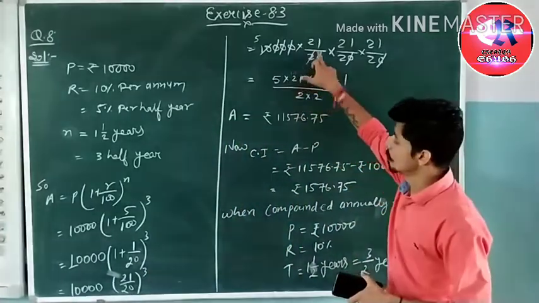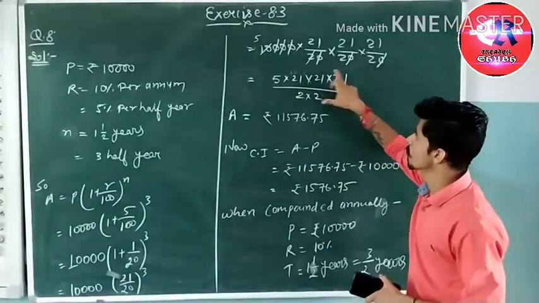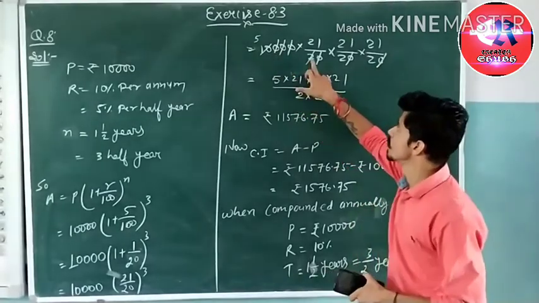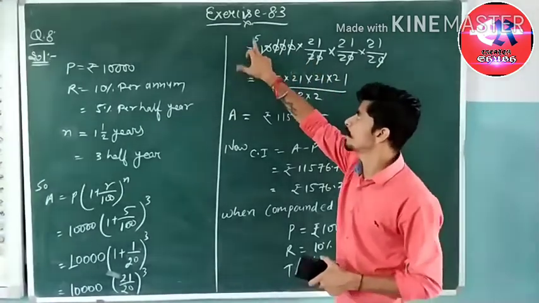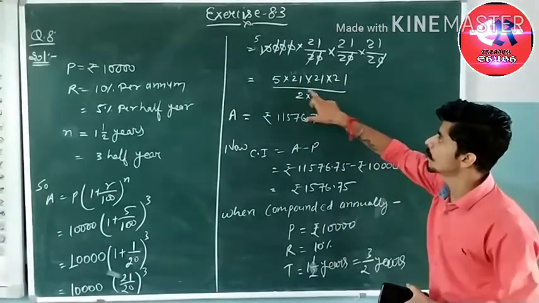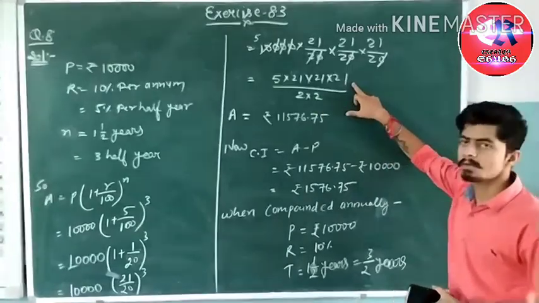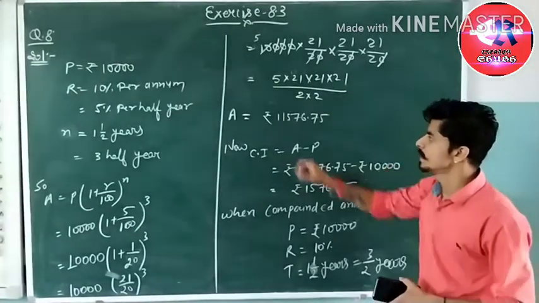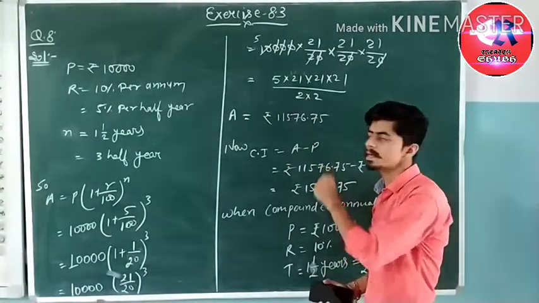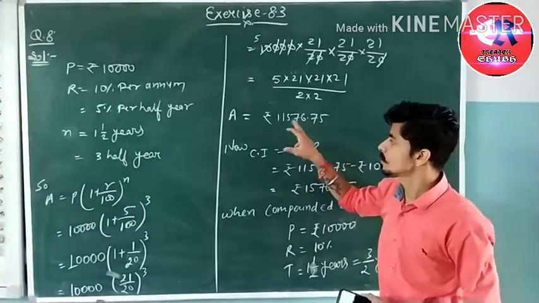Now we have to write 21 upon 20 three times. From here the 0s will be cut, and this 2 will divide the 10 by 5 times. So we write the remaining numbers: 5 into 21, 21, 21 upon 2 into 2. When we calculate this, we get 11,576.75 rupees, and this is the amount when compounded half yearly.